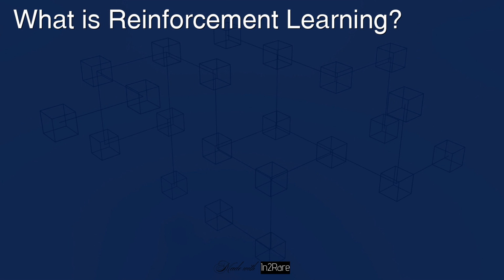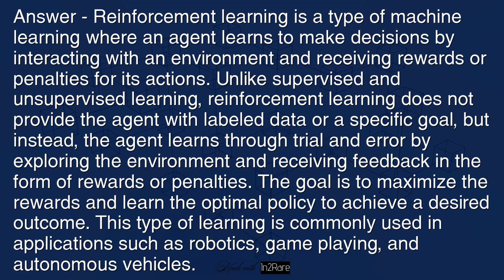What is reinforcement learning? Answer: reinforcement learning is a type of machine learning where an agent learns to make decisions by interacting with an environment and receiving rewards or penalties for its actions. Unlike supervised and unsupervised learning, reinforcement learning does not provide the agent with labeled data or a specific goal, but instead, the agent learns through trial and error by exploring the environment and receiving feedback in the form of rewards or penalties. The goal is to maximize the rewards and learn the optimal policy to achieve a desired outcome.